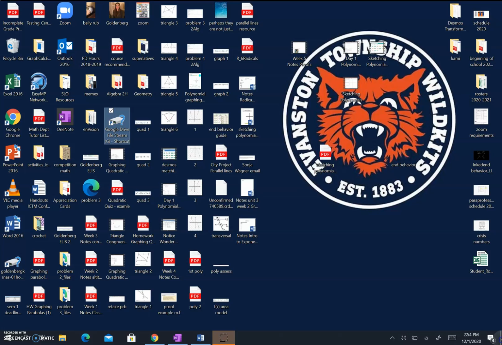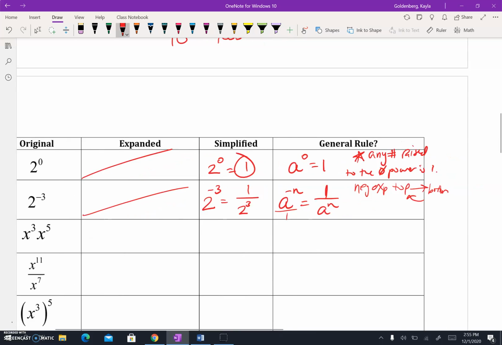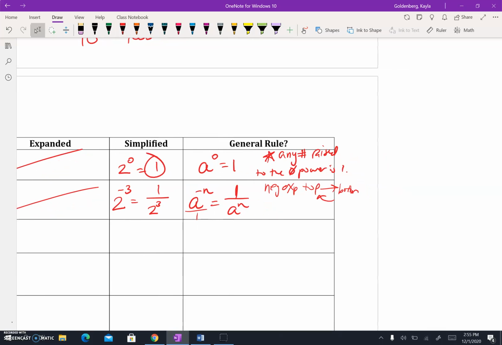It's a whole number. So the way I think about it is if you have a negative exponent on the top, it switches to the bottom of a fraction. And it also does vice versa as well. That's an important thing to put on the side here. So if you have 1 over, I'm going to use something other than 2. Let's say 1 over x to the negative second power. Let's just use a variable.